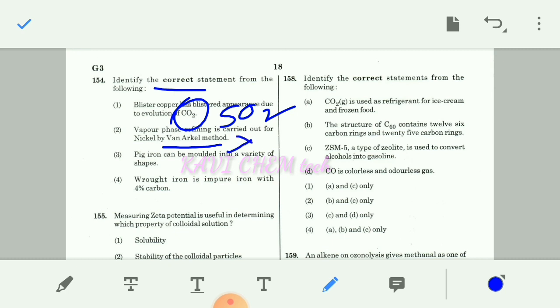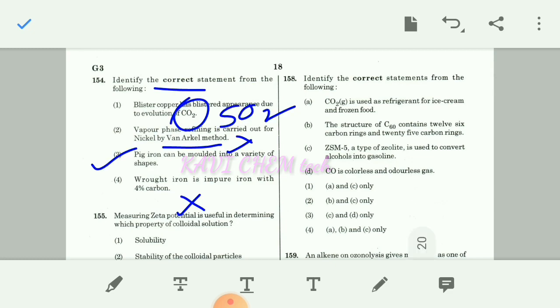Pig iron can be molded into a variety of shapes. Okay, so come back to the next one. Wrought iron is impure iron with 4%. That is also wrong, it is not 4%, it is less than 1% only. So pig iron is the correct answer. So option 3 is the correct answer.